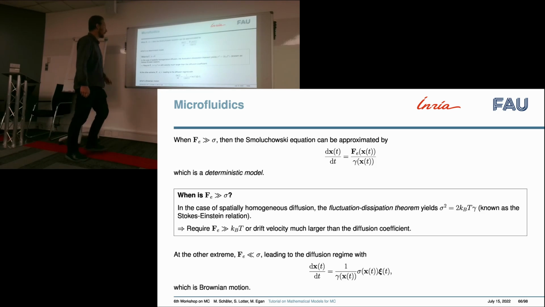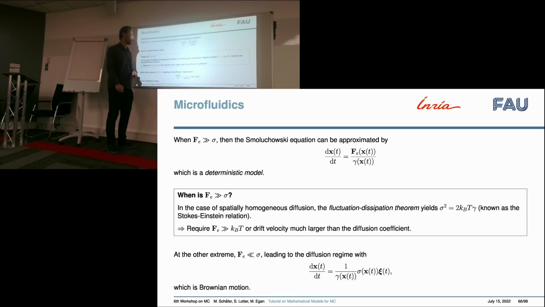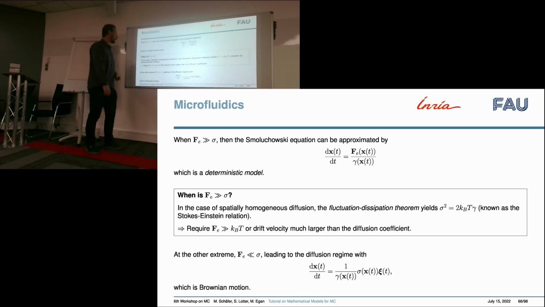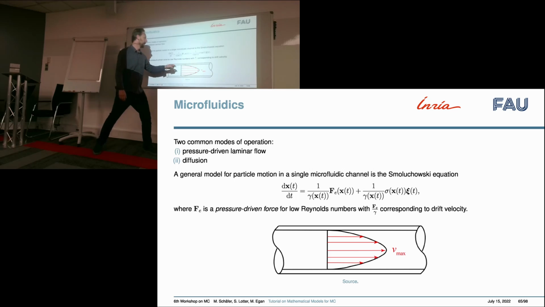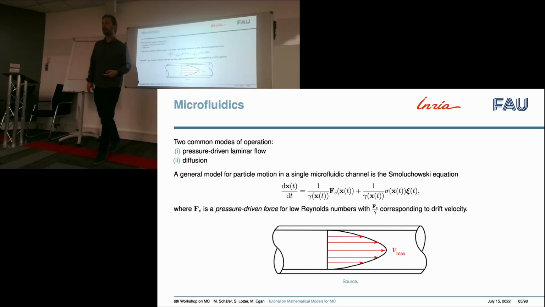So we can do this, and if we ignore the random perturbations, which are the interactions between these molecules and the fluid, then we just get an ordinary differential equation of this form, which is a deterministic model. So that's fine, but what we haven't said anything about is what actually this value should be, and this drag coefficient should be in a realistic system.